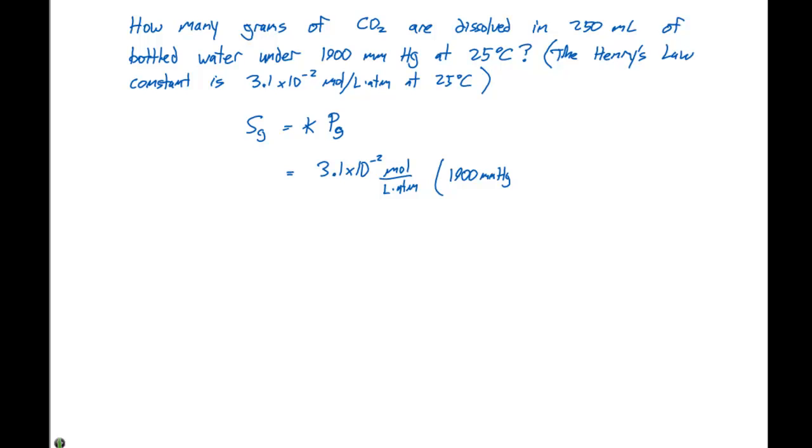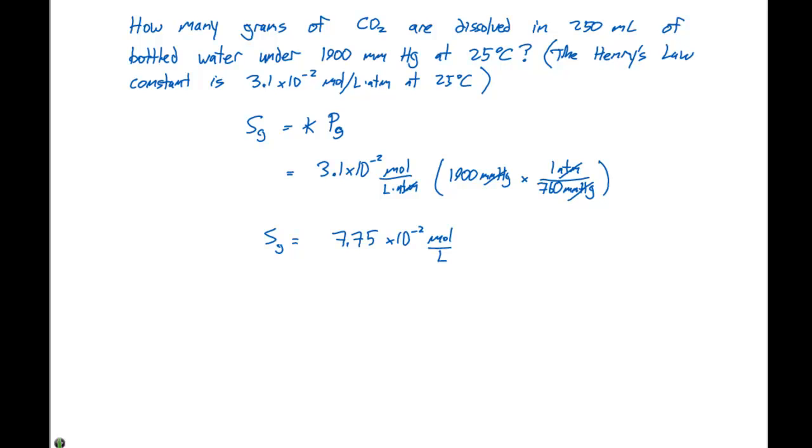And in this case, our constant's given in moles per liter atmosphere, and we have millimeters of mercury, so we need to convert this from millimeters of mercury to atmospheres. And one atmosphere is 760 millimeters of mercury. So our atmospheres are going to cancel out, and our solubility is going to be 3.1 times 10 to the minus 2 times 1900 over 760, which is 7.75 times 10 to the minus 2 moles per liter.